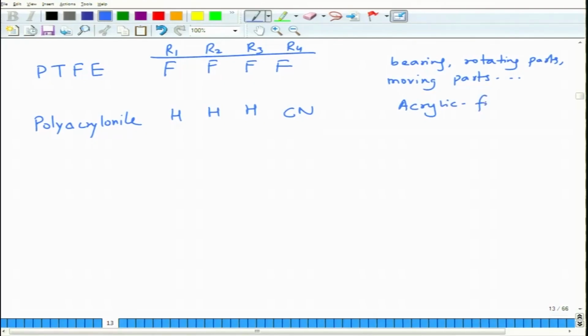Where is it used? For the sweaters that you wear, clothing. So wool is substituted by this fiber, which provides you cheaper yet durable sweaters. Okay. So these are some examples of polyethylene based polymers that we see.